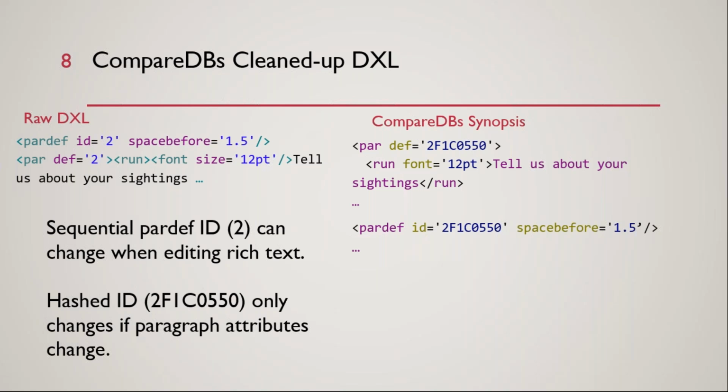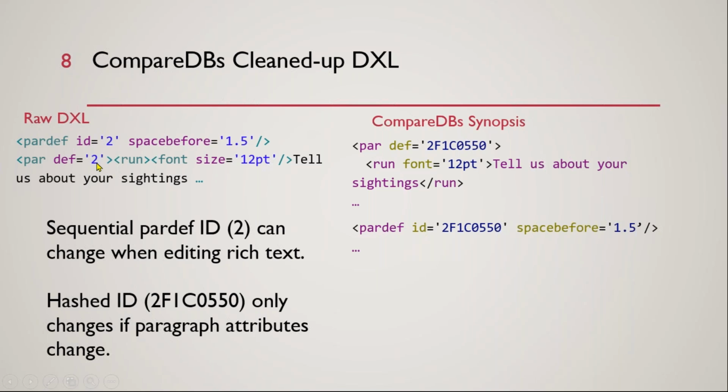Another example is if you look at CD records again, you get paragraph definitions, and these are sequentially numbered. So the first time it encounters a paragraph with particular formatting, it's going to create a new paragraph definition and give it the next number. And then every time you use a paragraph with that formatting, it's going to refer back to that number.